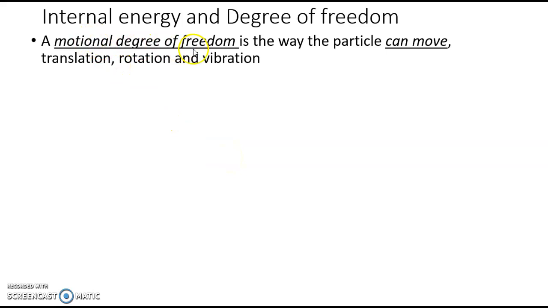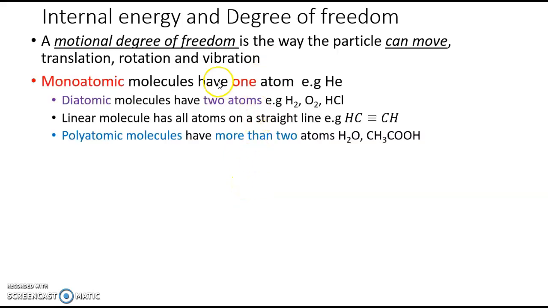A motional degree of freedom is the way a particle can move. So a particle can translate, it can rotate, and it can vibrate. And recall that the internal energy is a result of this motion. The motional degrees of freedom are related to the kinetic energy, internal energy of the molecule. Monoatomic molecules have just one atom. An example is helium. Most of our group 8 gases are monoatomic molecules.